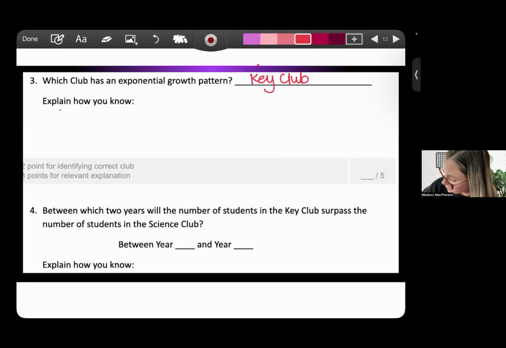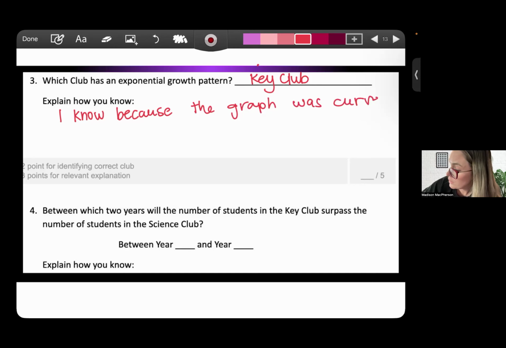Explain how you know. I know because the graph was curved and increasing quickly, or rapidly is fine too.